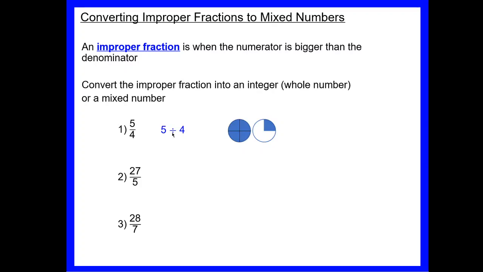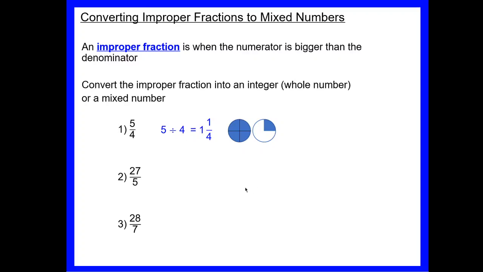Okay, so here we are. We've got 5 out of 4, or 5 quarters. So I've got 1, 2, 3, 4 quarters make up one whole, and there's my 5th quarter. So I can see that I've got 1 whole and 1 quarter left over. Essentially we've done 5 divided by 4, remembering this line here is a division line. 4 fits into 5 one whole time with 1 remainder, which goes back over that same denominator.